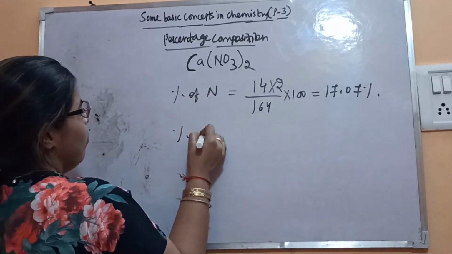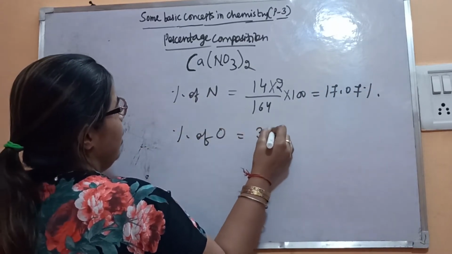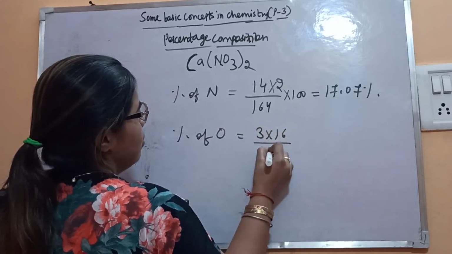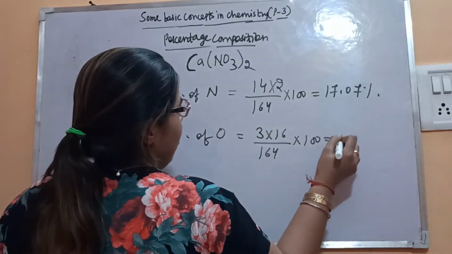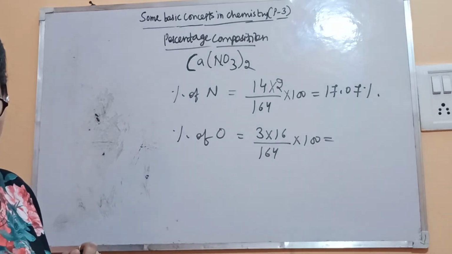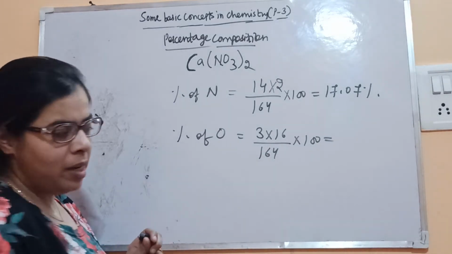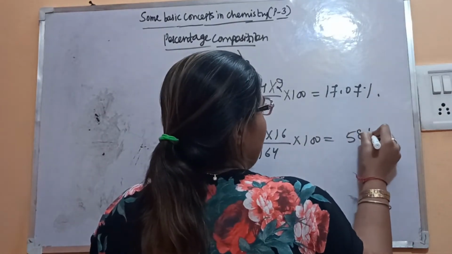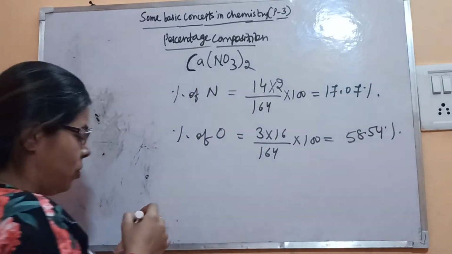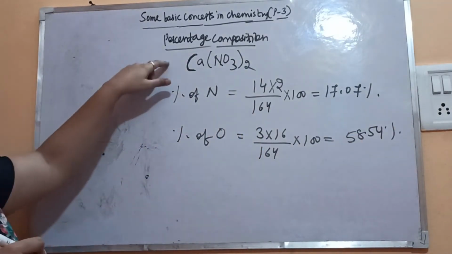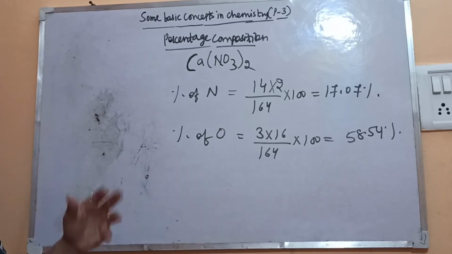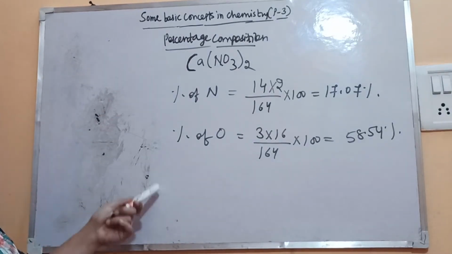Then percentage of oxygen, 3 into 16, divided by 164, into 100. When you solve this, you will get the value 58.54. So these are the percentage composition of all these elements in this compound. So total you will find it's 100%. Okay, total is 100%.